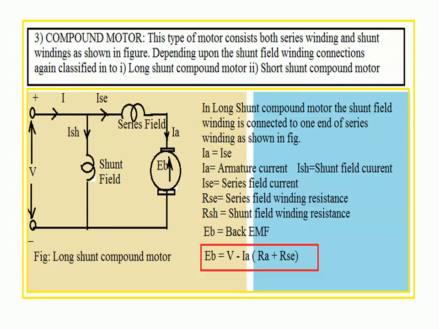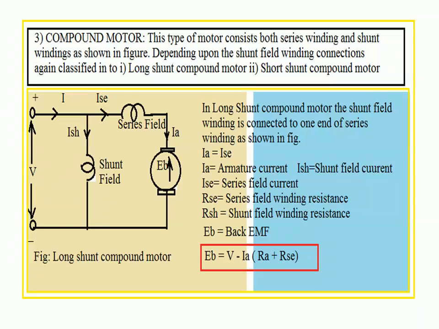Third category is compound motor. This type of motor consists of both windings, series winding as well as shunt field winding, as shown in figure. Depending upon the shunt field winding connections, this type of motor is again classified into two categories. Number 1, long shunt compound motor. Number 2, short shunt compound motor. Now you have to see each one. This diagram shows the long shunt compound motor.